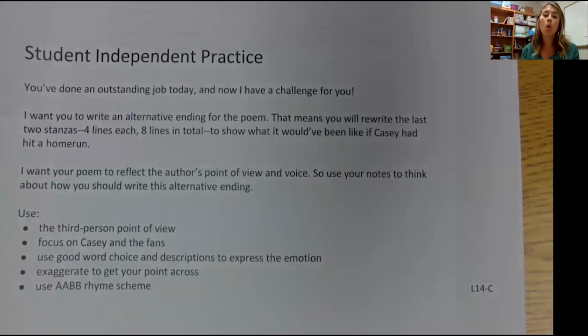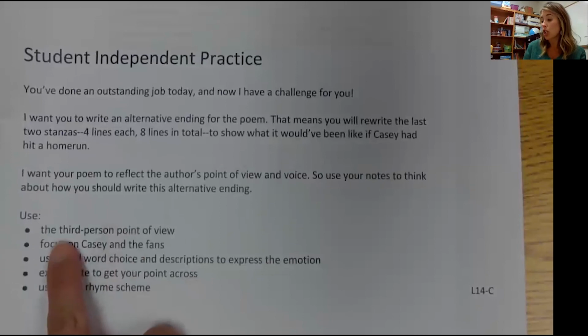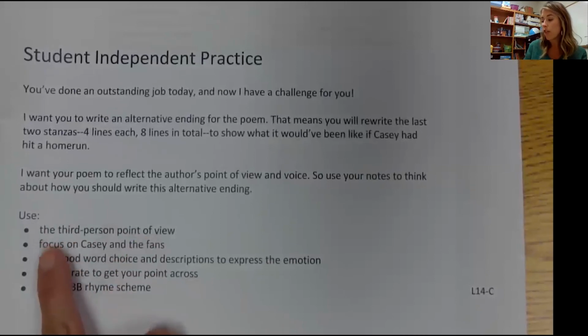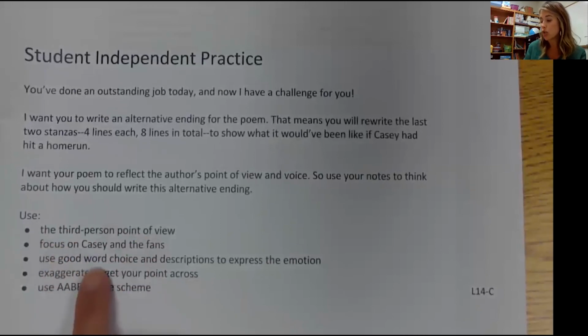I want your poem to reflect the author's point of view and voice. So use your notes to think about how you should write this alternative ending. Remember, alternative means different. I want you to really think about these. Use third-person point of view. Focus on Casey and the fans. Use good word choice. Exaggerate to get your point across, and use the same rhyme scheme that the author used.